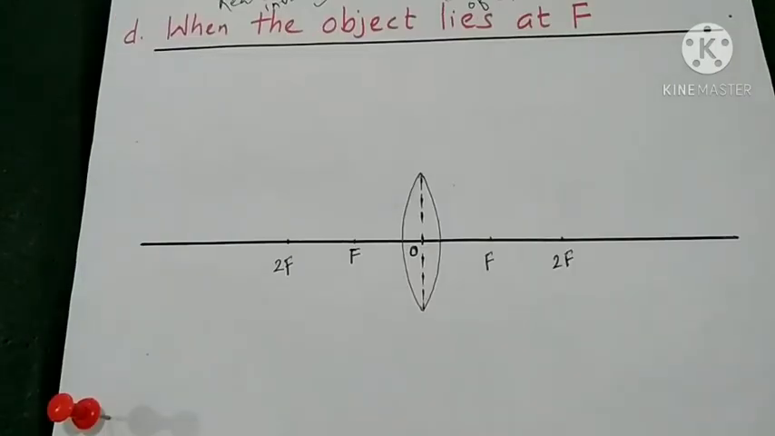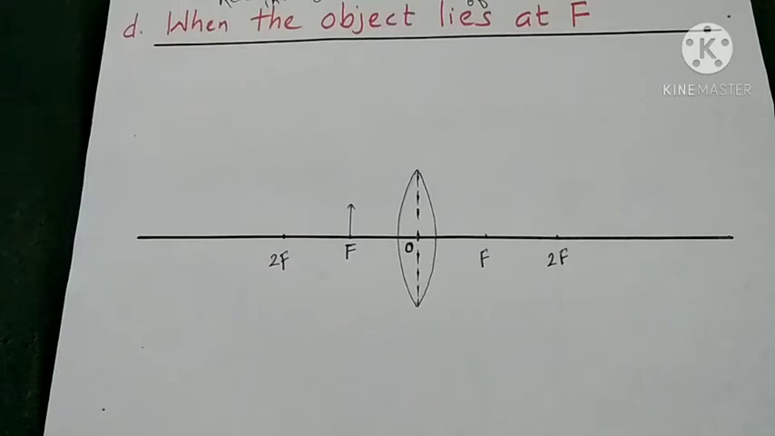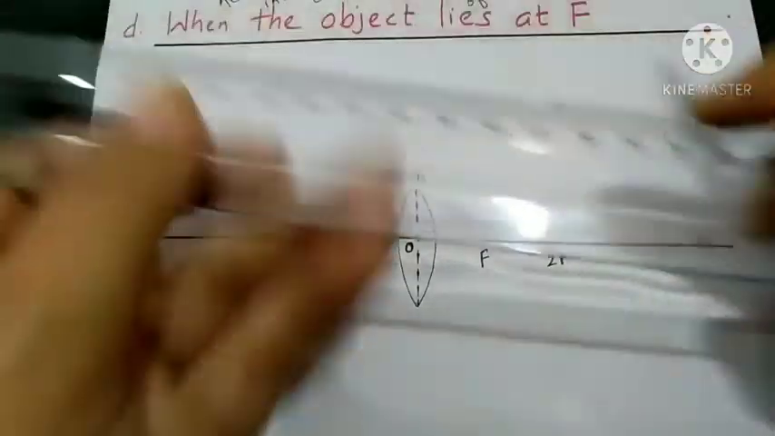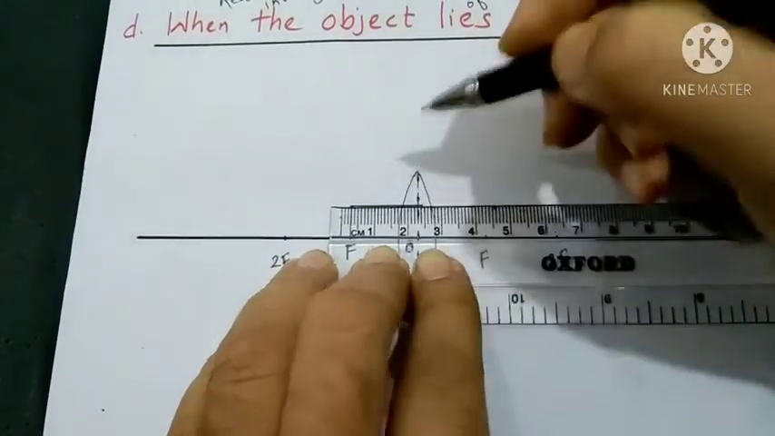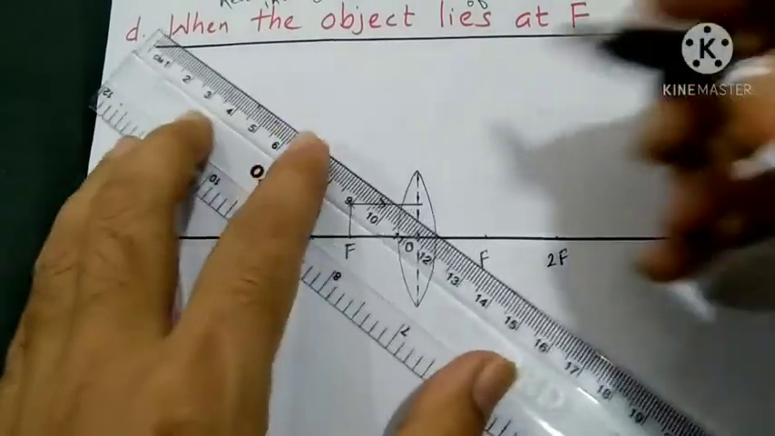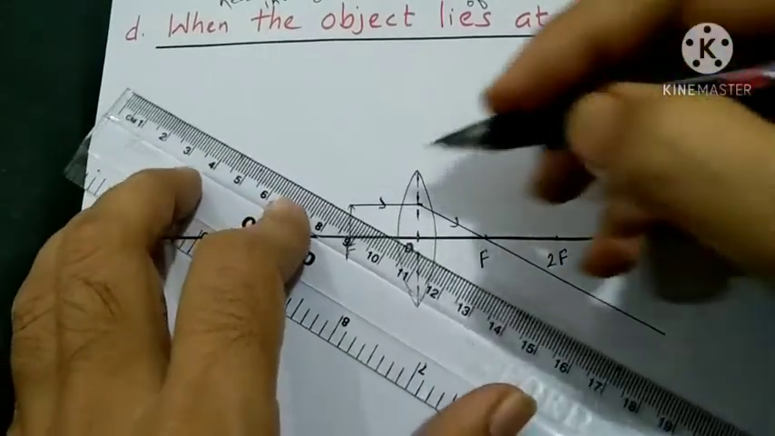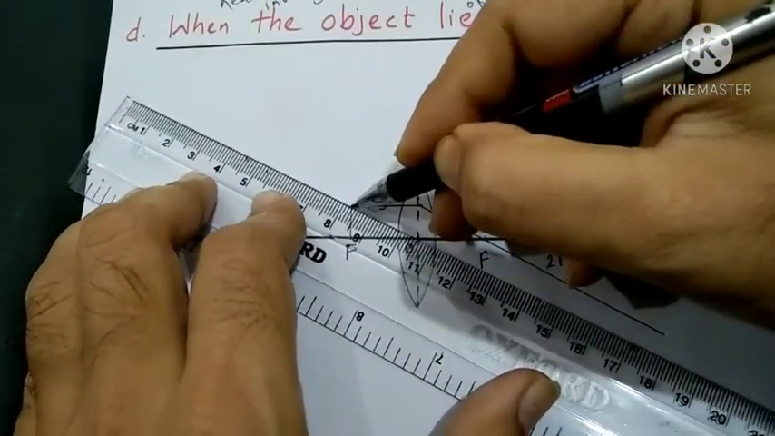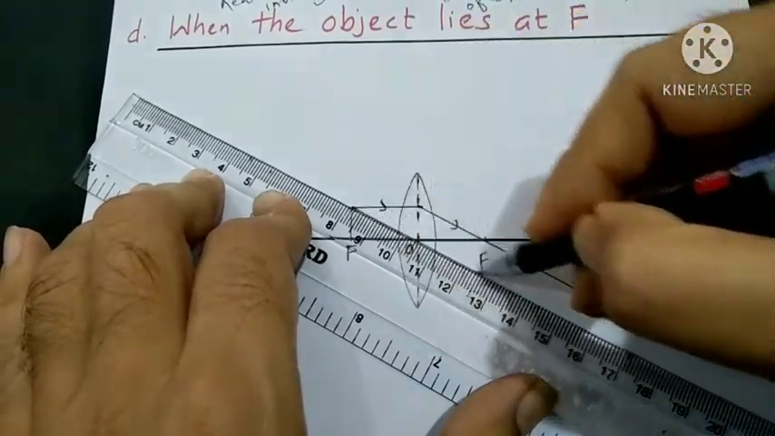Okay friends, now this one is quite interesting. So when the object lies at f, focus. When the object is at focus, what happens? Let's see. The height of the object is considered to be 1 centimeter. Now a couple of light rays emerge from this point of the object, and after refraction it passes through focus. Now another light ray passes through the center of curvature. Another light ray passes through the optical center.